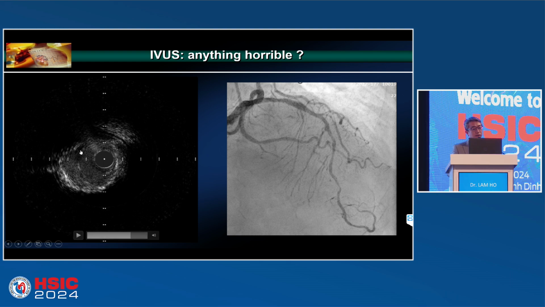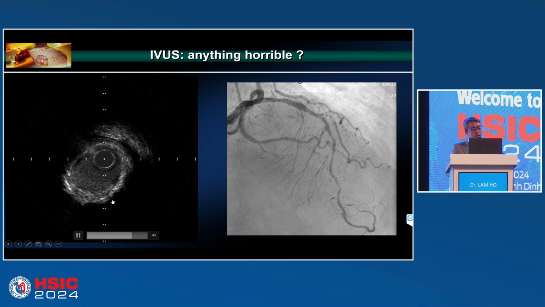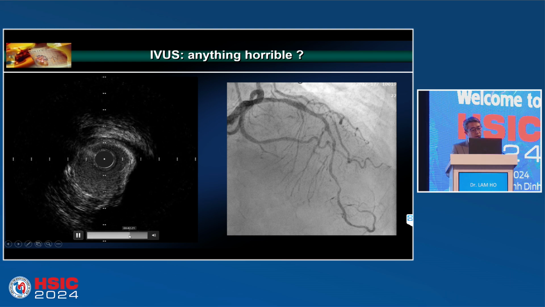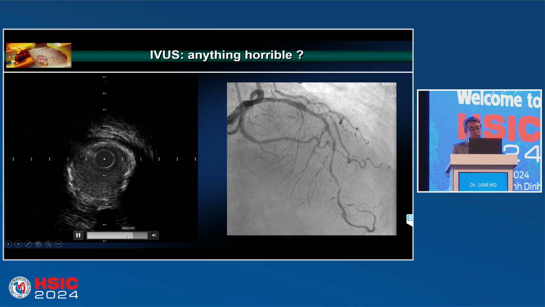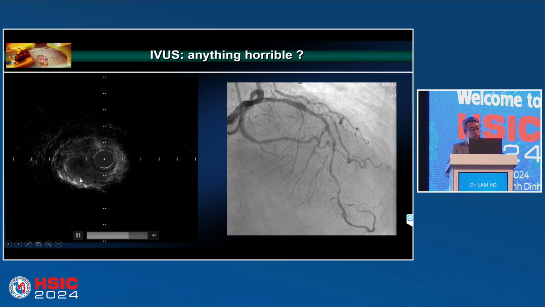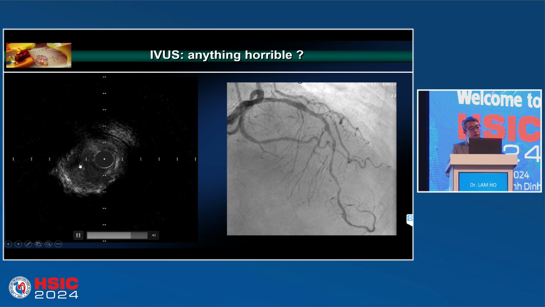It's not OCT, it's IVUS, so you cannot see very clearly. Actually, there's a plaque rupture over here. And behind this lesion, let me show you again. Can you see the fat? Can you see the plaque rupture?